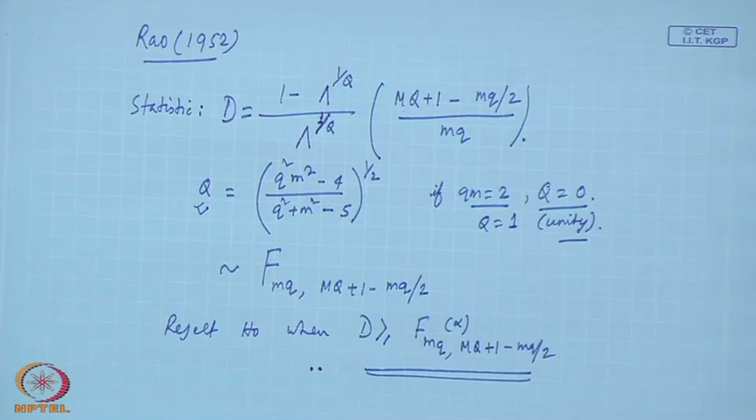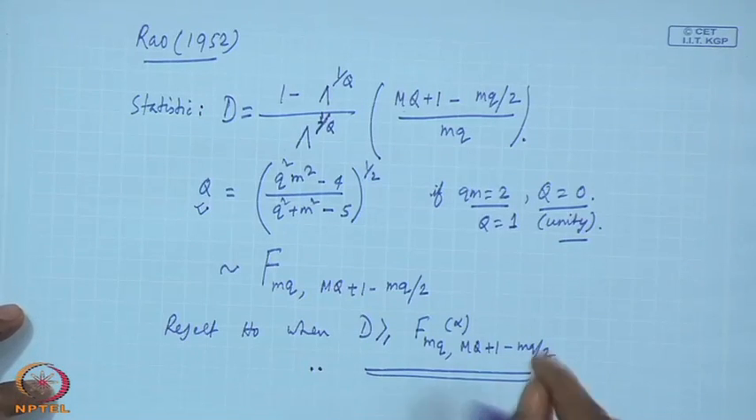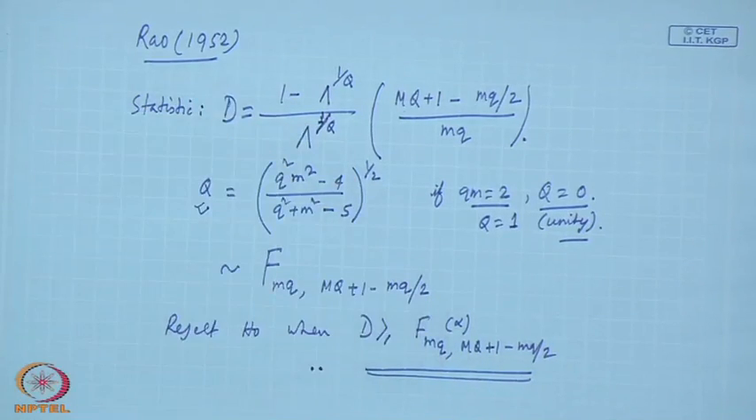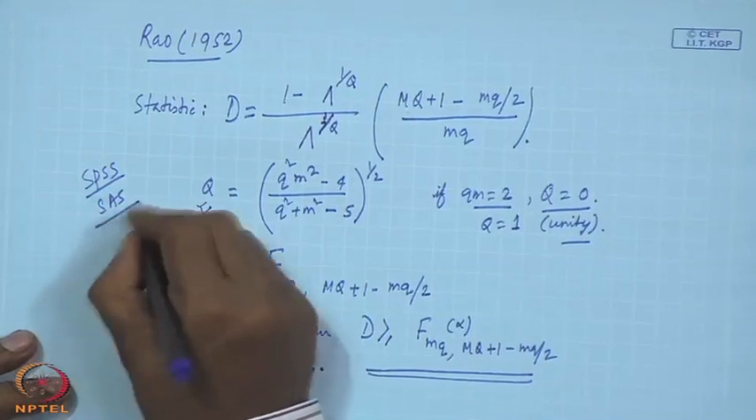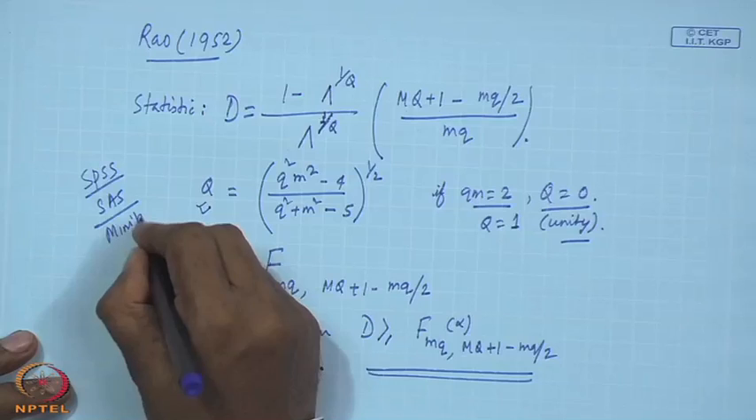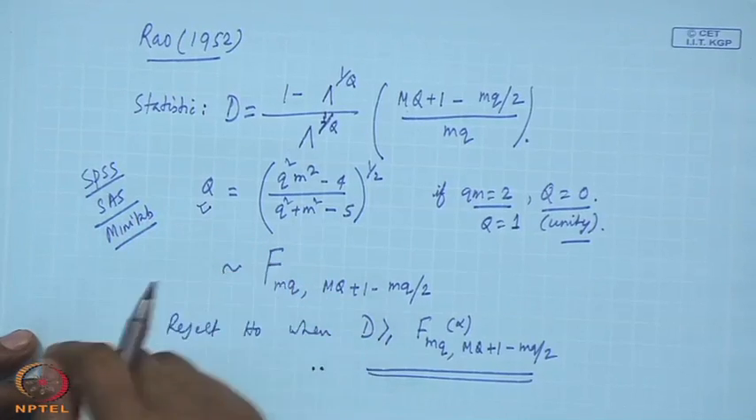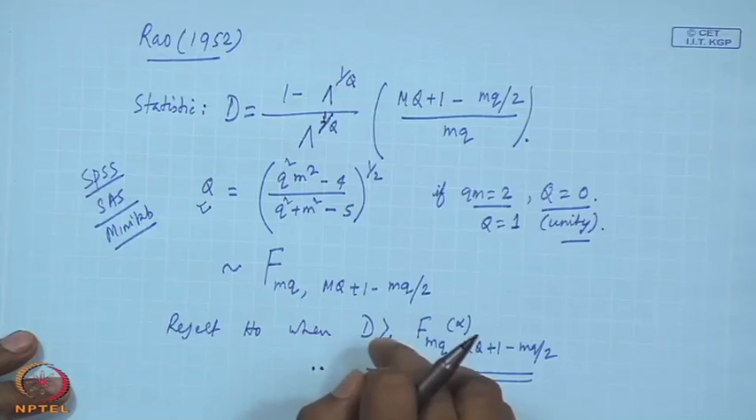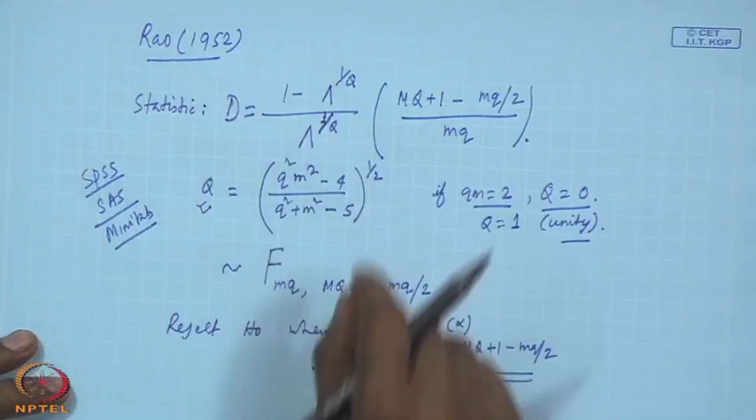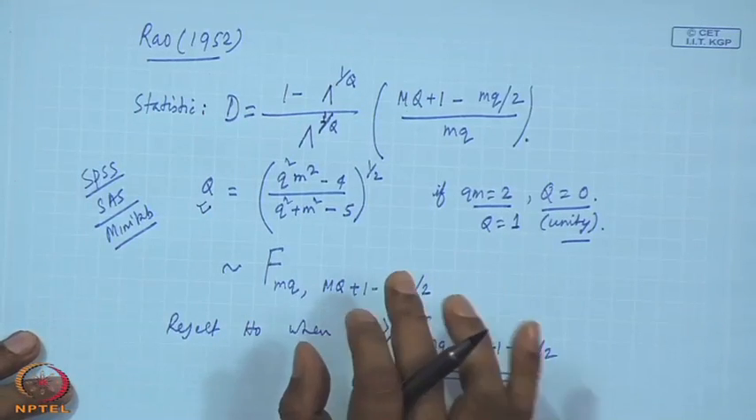So, when you are using the likelihood ratio statistics, these two statistics are useful, fine. If you use SPSS, SAS or some other program like Minitab, you can ask for the Bartlett test or Rao test, but the Bartlett test is available. Rao's test, I do not think I have seen it, it may be available.